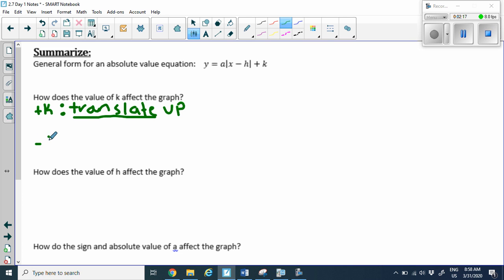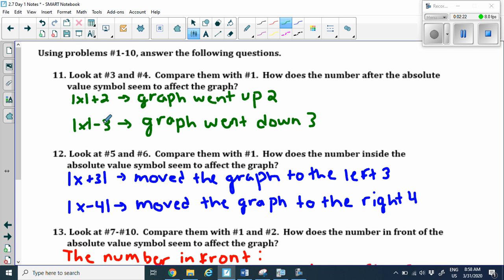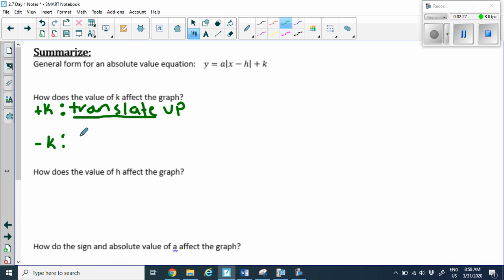Now if we have a negative k, as we did see beforehand in our observation, when we had a minus 3 our graph went down 3. So when we have a negative k, we're going to translate, and that's our key vocabulary word, translate down. Another way of saying this is that these are vertical shifts. So we vertically go up or vertically go down, okay?